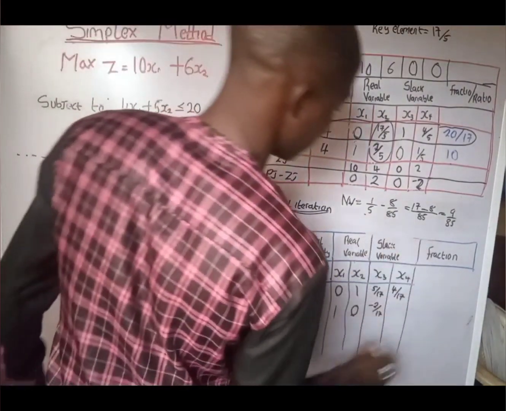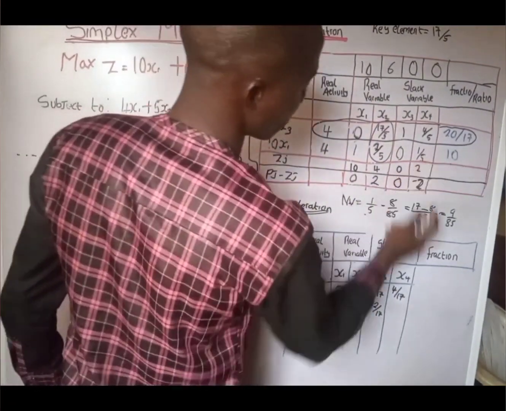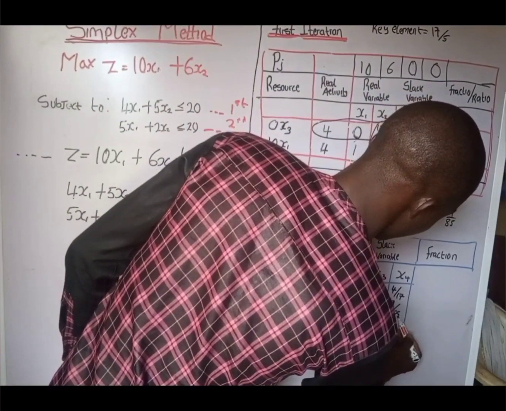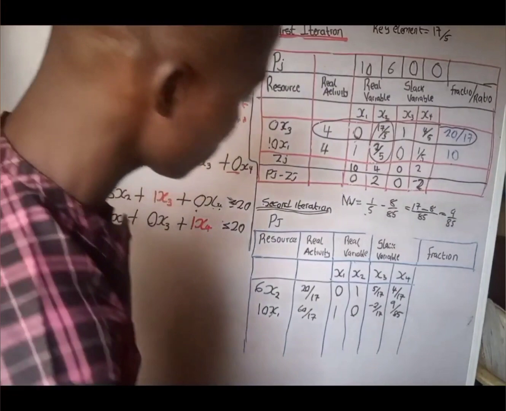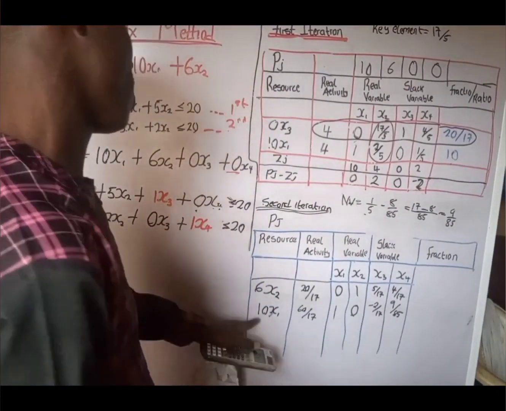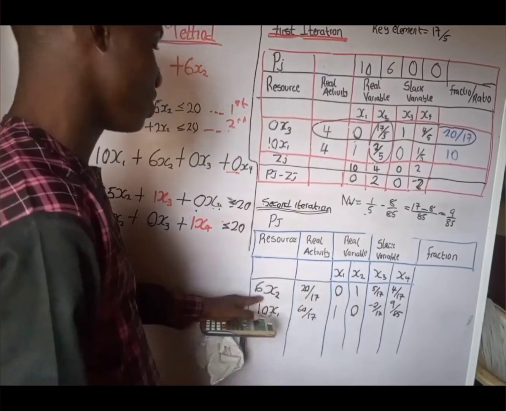So I'm going to have 9 over 85. The new value of x4, which was 1 over 5, is now 9 over 85. So now I have gotten the new value of this row.